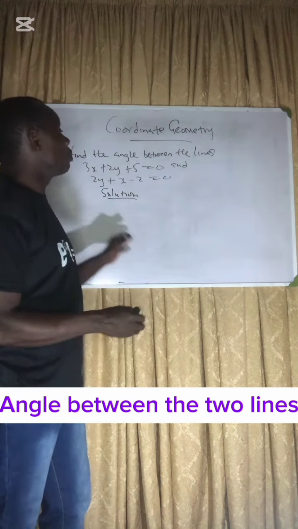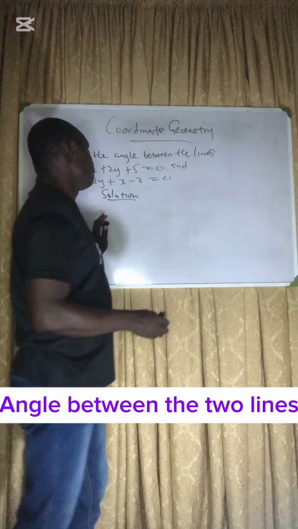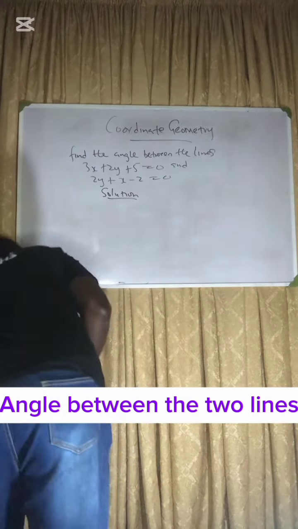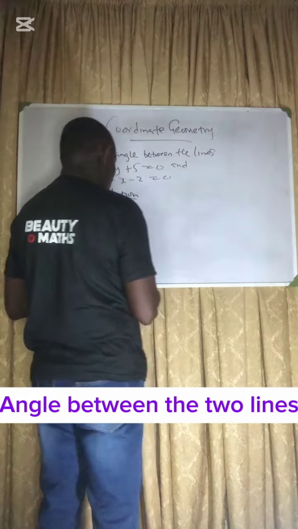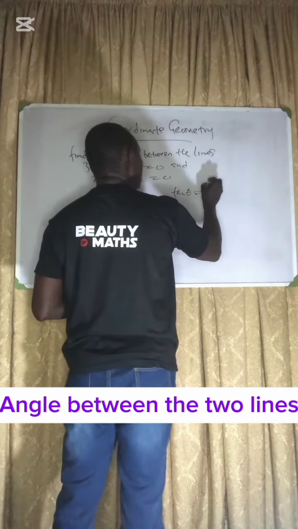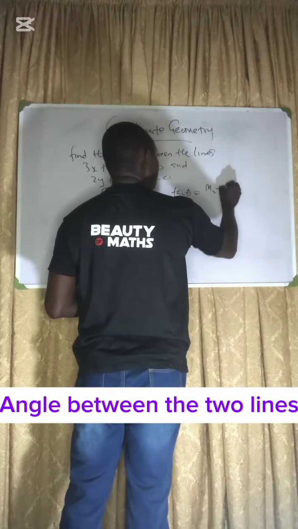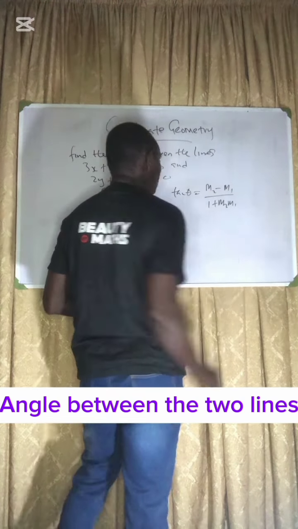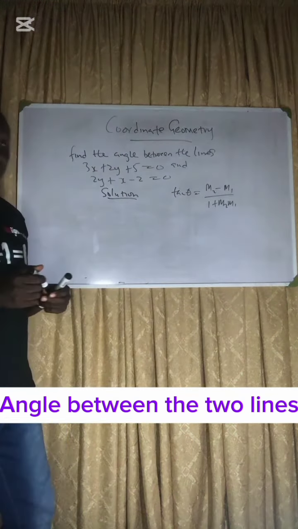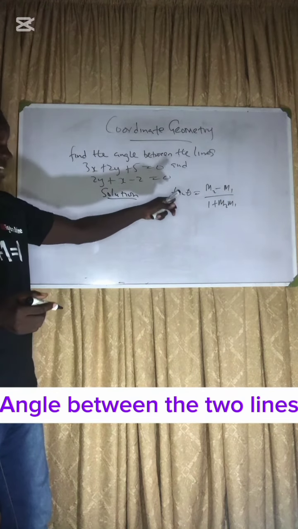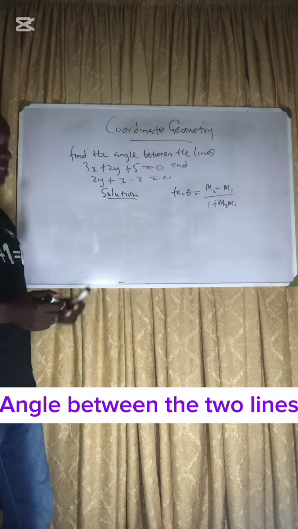Okay, the angle between the two lines in coordinate geometry is given as tan theta. Tan theta is equal to (m2 - m1) over (1 + m2 m1). This is the formula to find the angle between the two lines. But before we get to that, we must find the gradient of the respective equations.